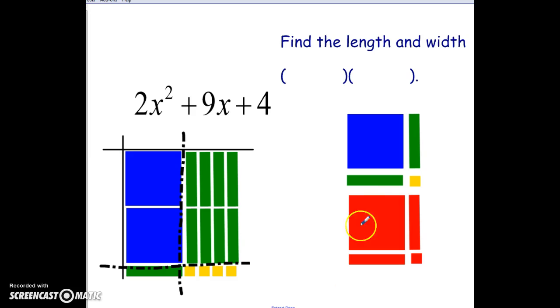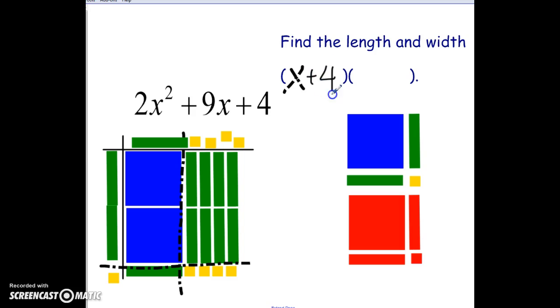So for this, we would need 2 x bars over here and 1 x bar at the top. And then to get all of this over here, we'd be multiplying these 2 x's by positive 4. And then down here at the bottom, this x times a positive x. So x plus 4 and 2x plus 1.